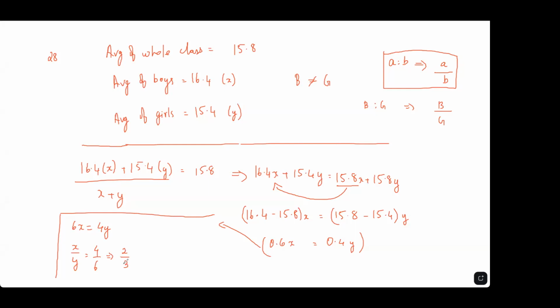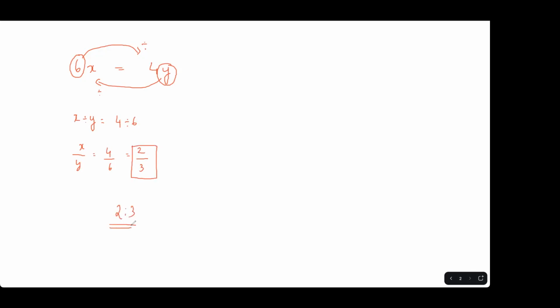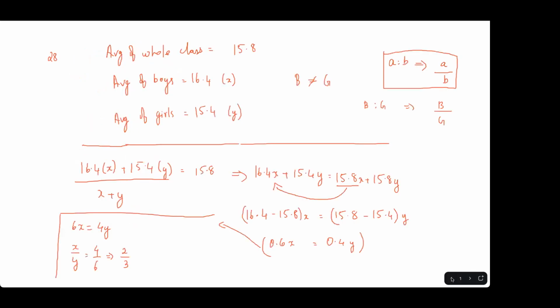Sir, is the ratio 6 by 4, right? 6 by 4 नहीं आएगा, देखो. Pay attention. Here we have 6x is equal to 4y. अभी हमने क्या किया, यहाँ पर ये multiplication है. So this 6 will go and divide on the other side. This y is in multiplication, you come and divide. So x divided by y is equal to 4 divided by 6, which gives you 2 by 3 as your final answer. So what is the ratio of boys to girls? 2:3.